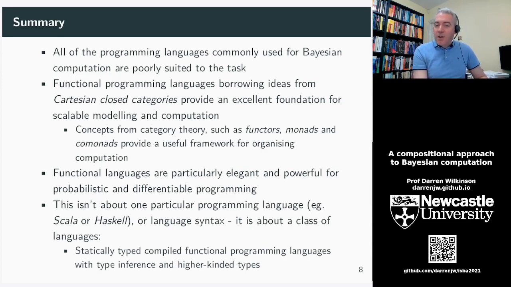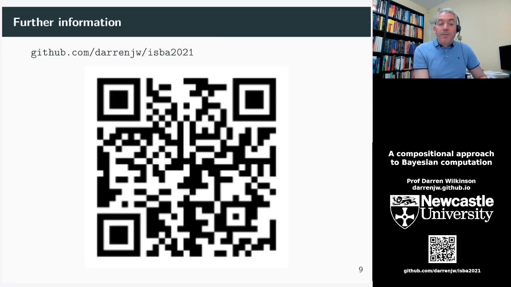This definitely isn't about one particular favorite language, right? And it's definitely not about language syntax. It's not about whether braces are better than white space. It's just not about syntax at all. It's about a class of languages: statically typed, compiled functional programming languages with type inference and higher kinded types. If you've got a language that fits that bill, it will probably be an interesting and useful language for doing any kind of scalable computation, but Bayesian computation in particular.